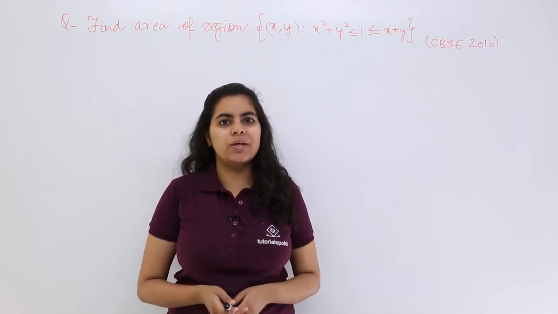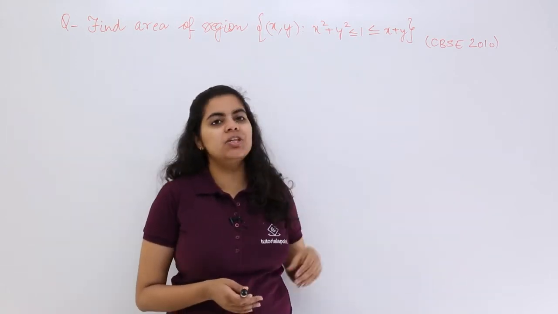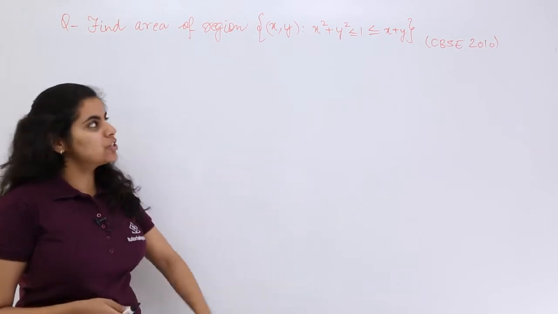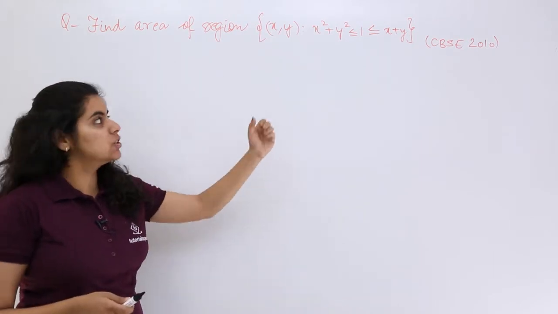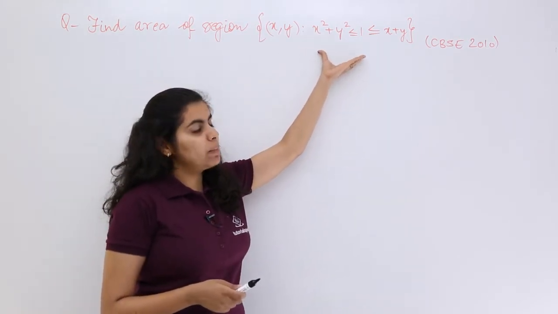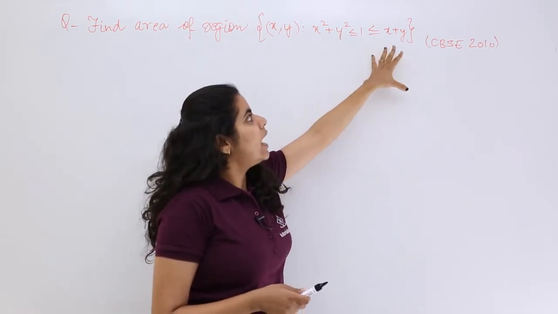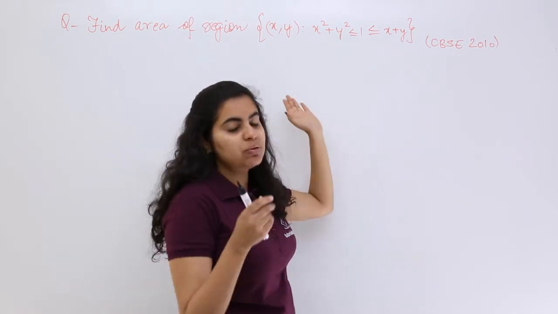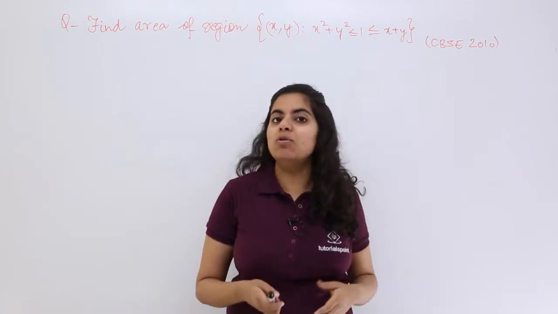In this video, let's see a question asked in the CBSE examination 2010 year. The question says, find the area of the region xy such that x square plus y square less than equal to 1 and x plus y greater than equal to 1, if you see them combinedly. Now, how to do this question?